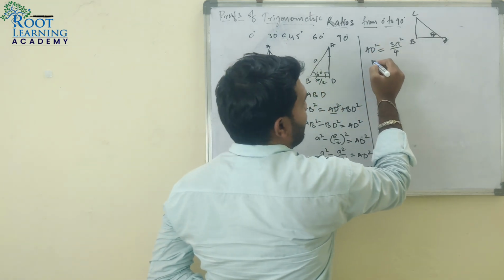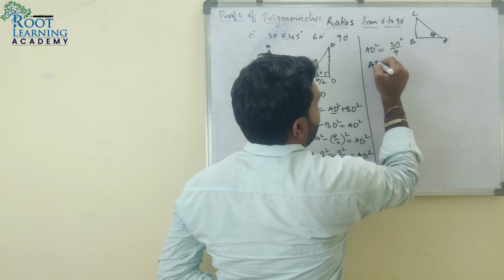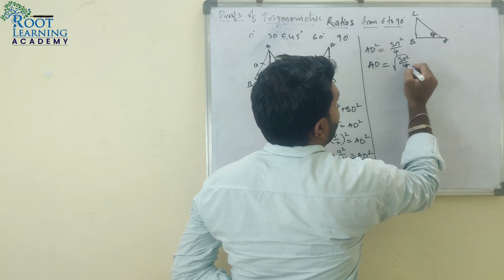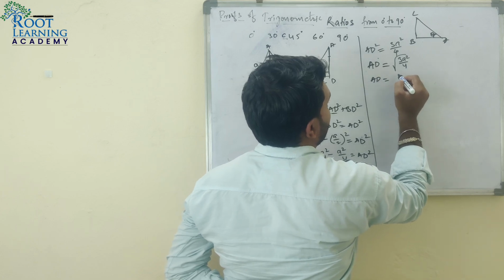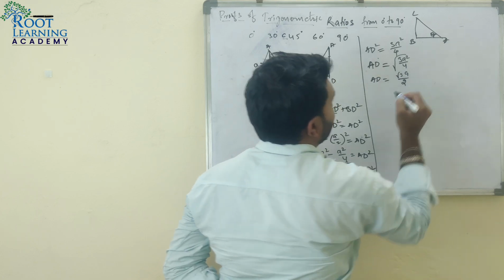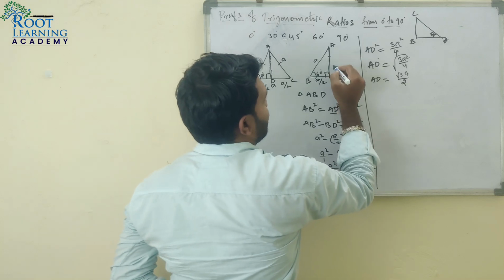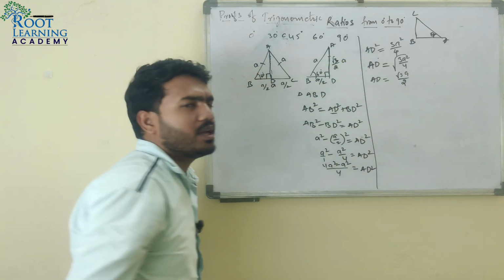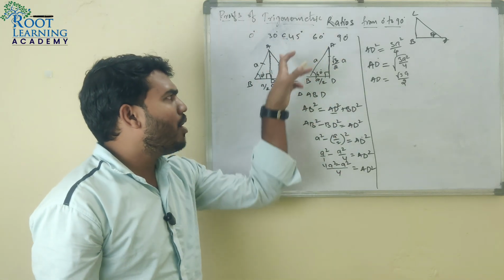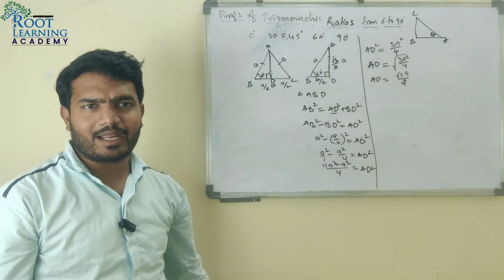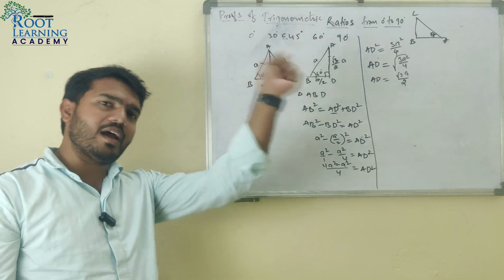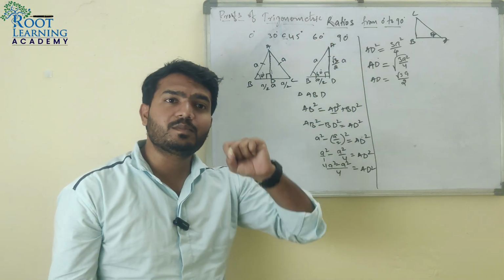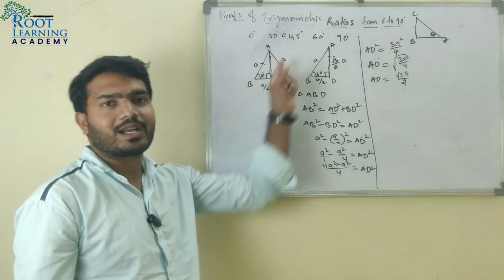If I cancel the square here, what do you get? AD is equal to square root of 3A square by 4. That is what? AD is equal to root 3A by 2. What I get? AD is equal to root 3 by 2 A. Now we got all the values of the right angle triangle. This already we have discussed in one video. Whenever a triangle and its measures are mentioned, our first priority is to find all the sides of the triangle.